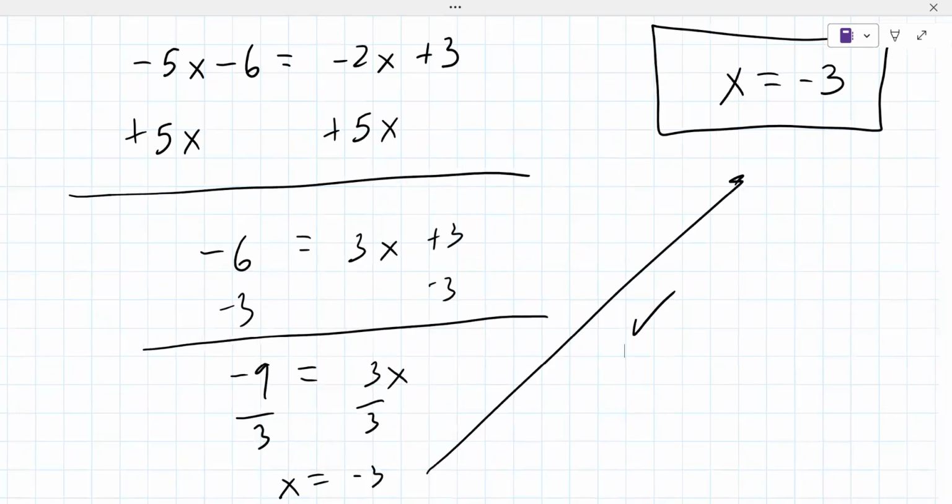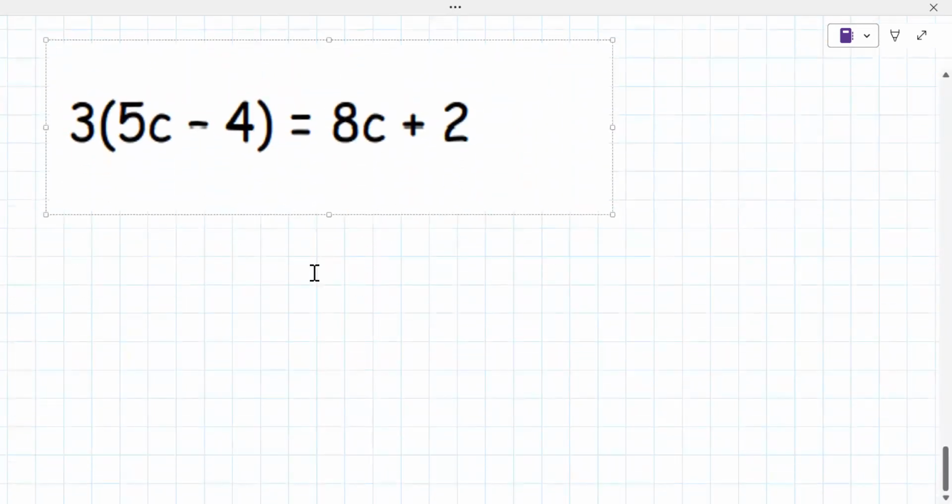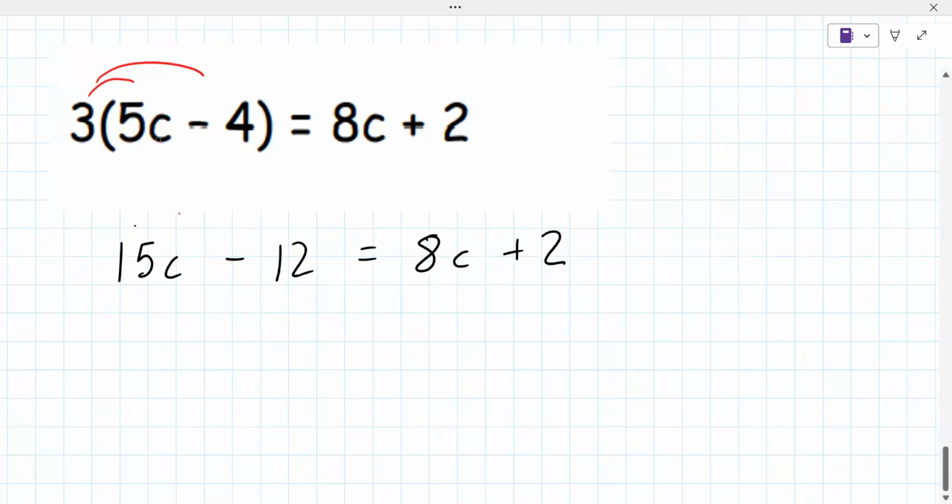Good. So here's where we're going with this. We had to do a couple of these problems to get to the new ones that were kind of a mixture of what we've been doing. So here's a new problem. We'll work this together. Whenever you see parentheses, you're going to distribute in here. So that's 15c minus 12 equals 8c plus 2, like that.